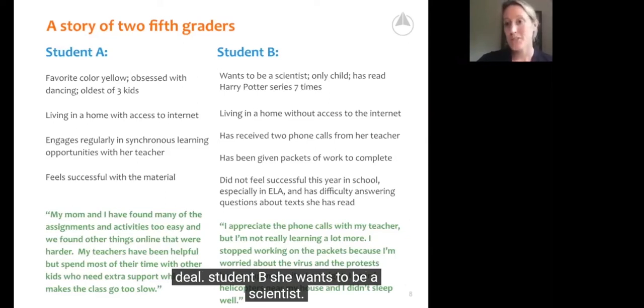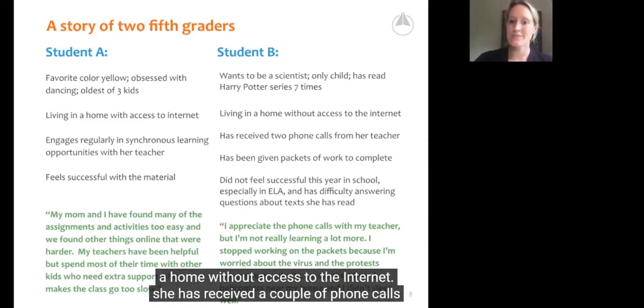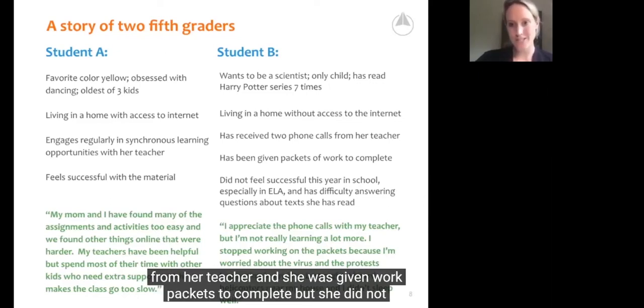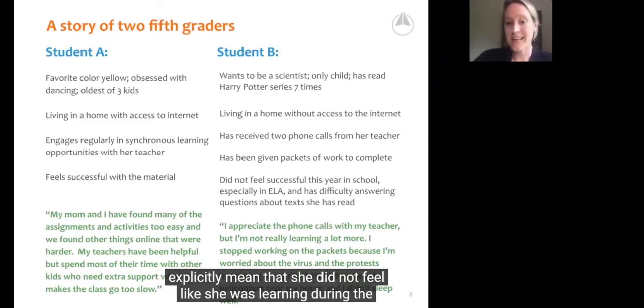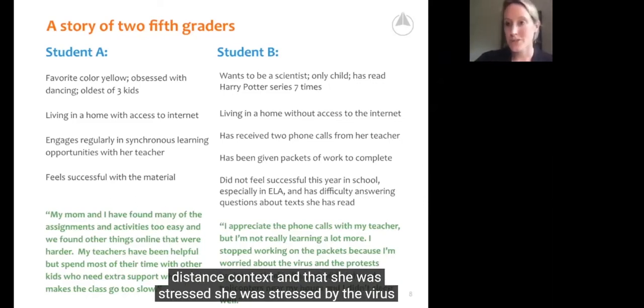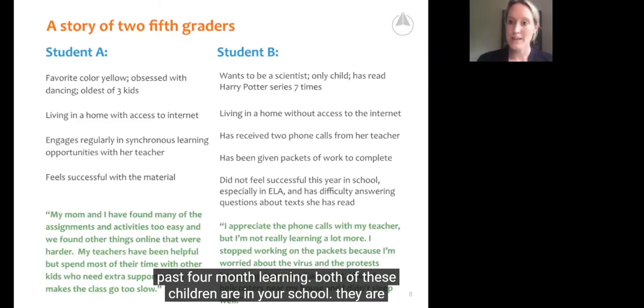Student B, she wants to be a scientist. She's an only child. She has read Harry Potter 7 times, and she is living in a home without access to the internet. She has received a couple of phone calls from her teacher, and she was given work packets to complete, but she did not finish the work packets, and she did not feel successful in school. She can explicitly name that she did not feel like she was learning during the distance context, and that she was stressed. She was stressed by the virus, and she was stressed by the protests, and she is not feeling as successful on the past 4 months of learning.